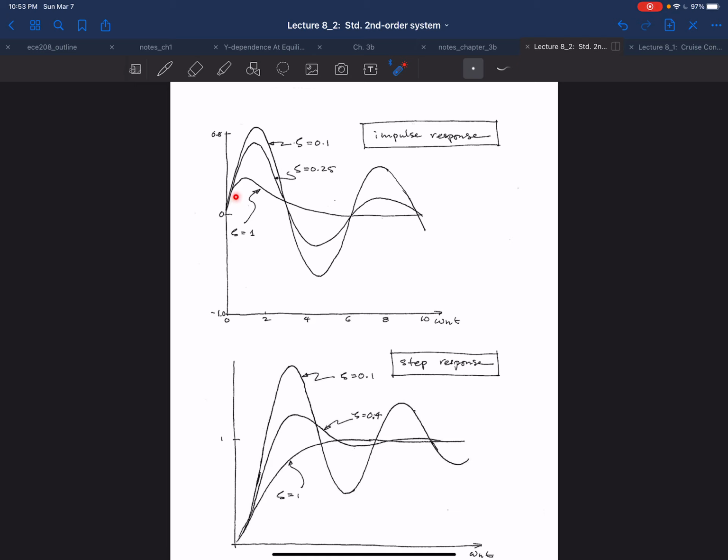This case, zeta equals 1, is again what we call the critically damped case. So in this case, the impulse response has the form of a decaying exponential multiplied by t. That's what you get when the roots are repeated. They're both at minus zeta omega n. But we're concentrating on the underdamped case here. So we get these damped oscillations. And the larger zeta, the more damping there is.